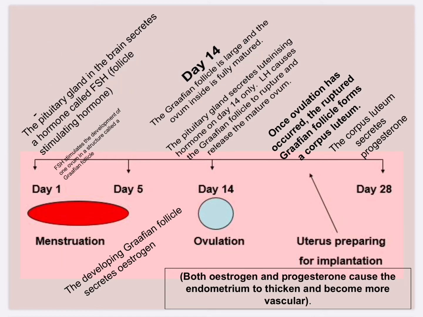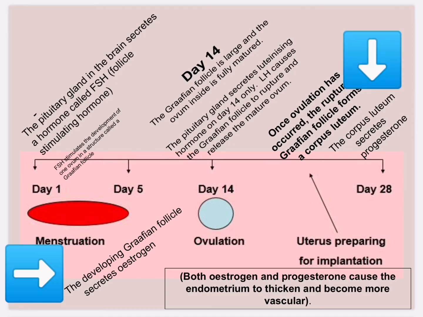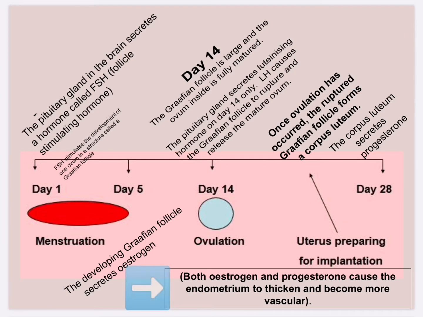Now, if you look underneath the timeline, you can actually see during oogenesis and during the development of the Graafian follicle, the follicle itself actually secretes estrogen. And once ovulation has happened and the corpus luteum is formed, the corpus luteum secretes progesterone. And both estrogen and progesterone cause the endometrium to thicken and become more vascular, which means it prepares the uterus for implantation in case you fall pregnant.